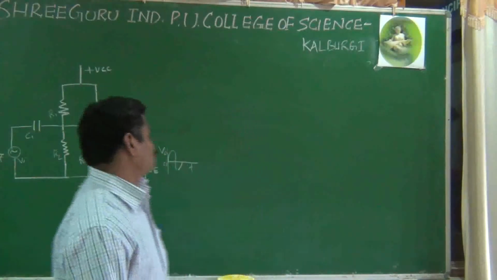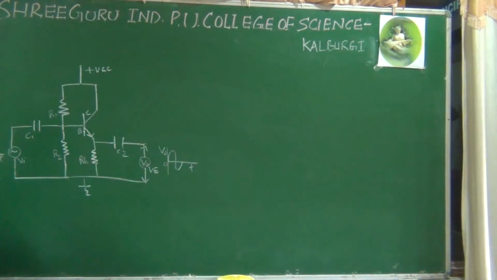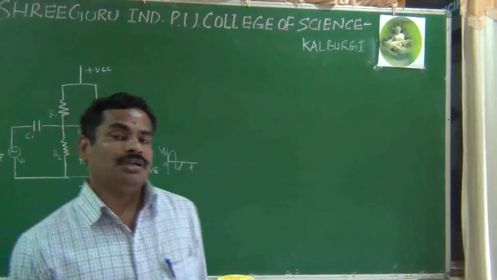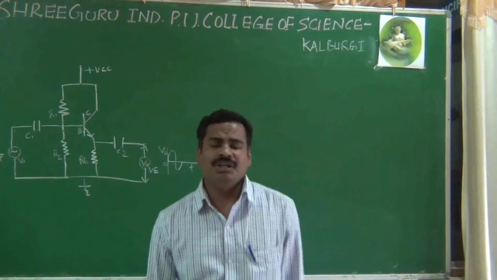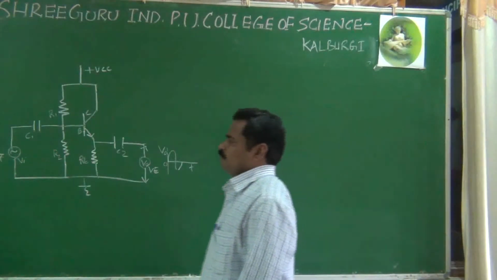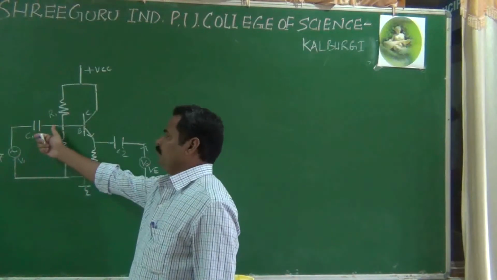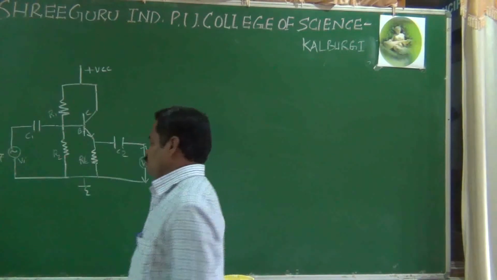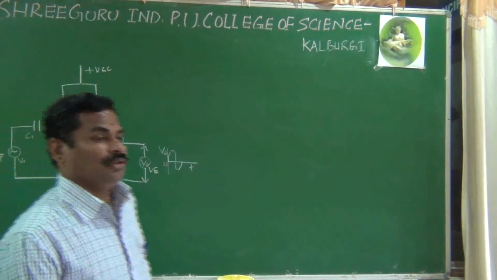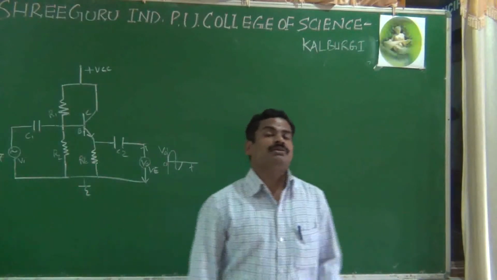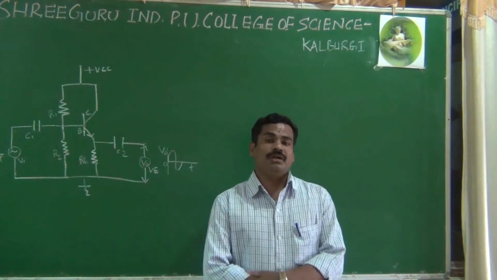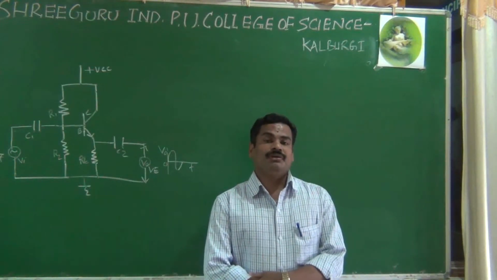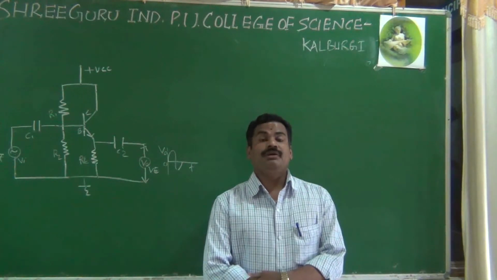But here in this common collector amplifier, the important thing is that the collector is connected to VCC. Actually the collector is connected to VCC. And here, as we know already, we are applying the input to the emitter and collector. Especially the first condition is that whenever the transistor is used as an amplifier, the input should be forward biased and the output should be reverse biased.